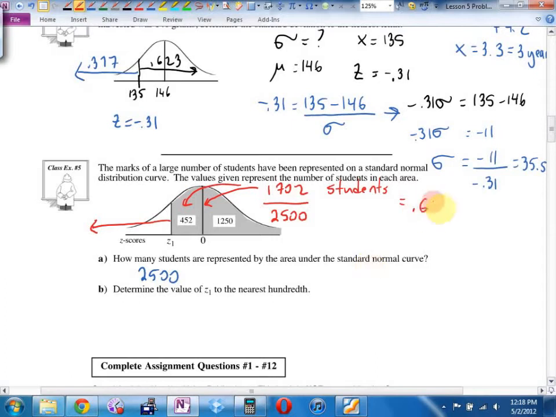0.6, I missed the last ones. 0.6808. So if I hear you, Sam, what you're saying is, as a decimal, this is 0.6808. What's the area this way then? Tanner, how can I figure it out? 1 minus. Can you find out what this area is, please?